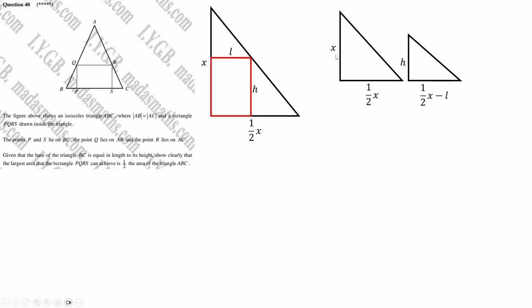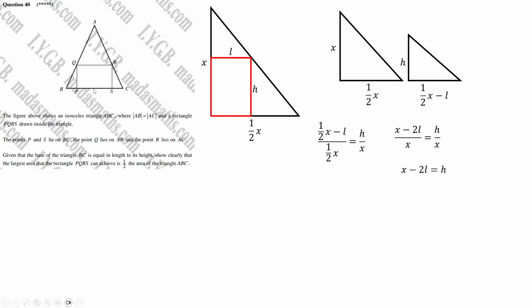These are similar triangles, so we can say that half X minus L divided by half X equals H divided by X. You'll get that. The 2 comes up, so you'll get X minus 2L over X equals H over X. Multiply by X on both sides, so it just cancels. So you get X minus 2L equals H, and we'll just leave that there, okay? We'll use this later.